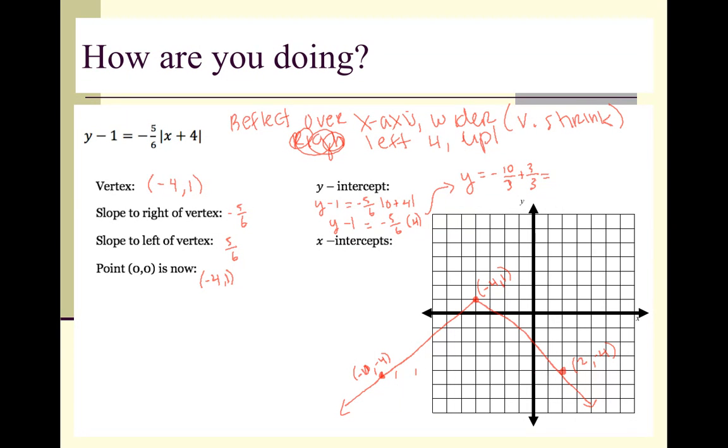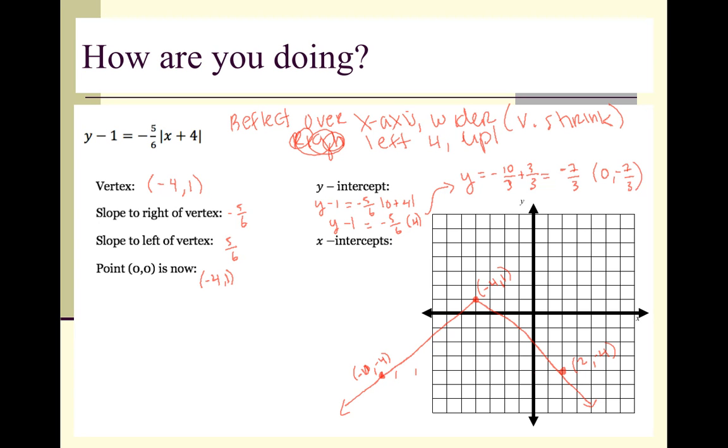Please don't pick up a calculator, my friends. This is non-calculator stuff. Negative 10/3 plus 3/3, right? That's just 1. I can express 1 as 3 over 3. That'll be negative 7/3. So my y-intercept is 0, negative 7/3.